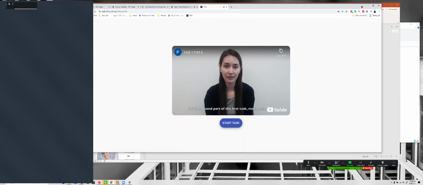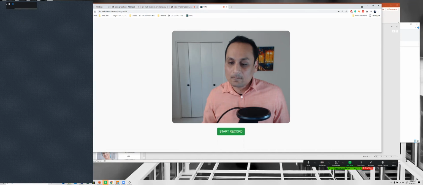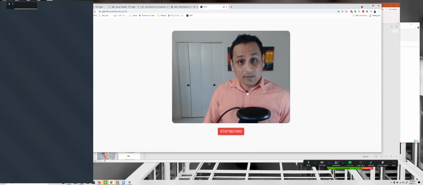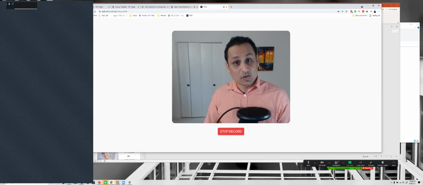The second part of the first task, make sure your face is still within the record frame and just recite this sentence. The quick brown fox jumps over the lazy dog. The dog wakes up and follows the fox into the forest. But again, the quick brown fox jumps over the lazy dog. The quick brown fox jumps over the lazy dog. The dog wakes up, follows the fox into the forest. But again, the quick brown fox jumps over the lazy dog.